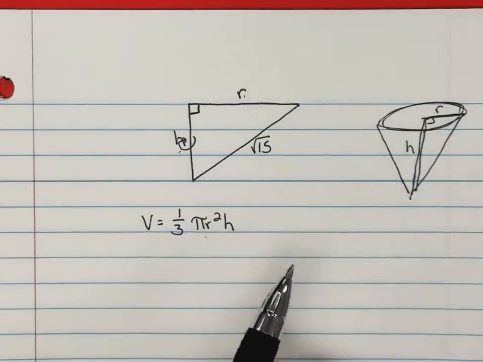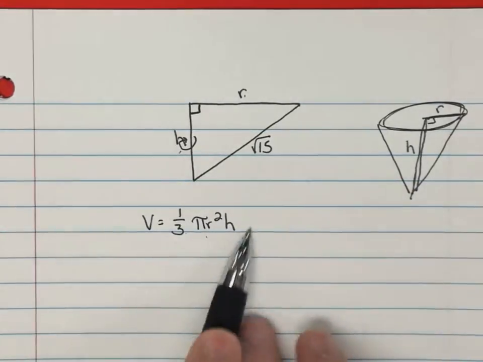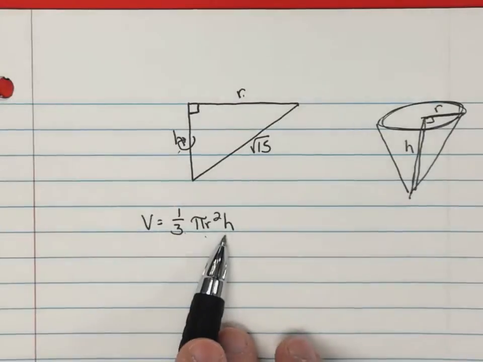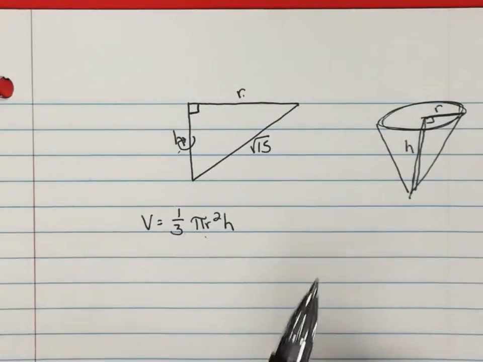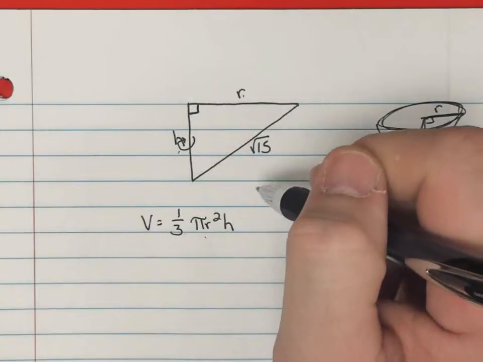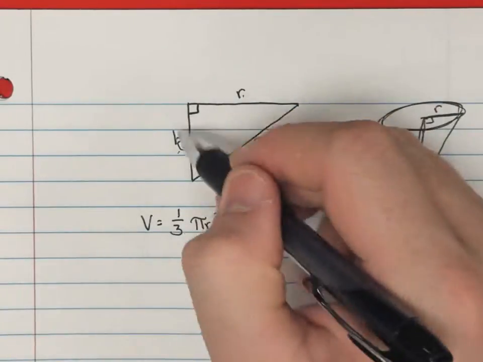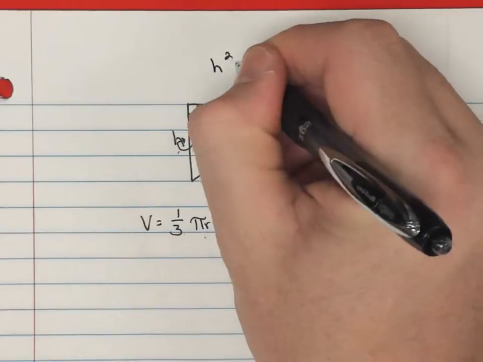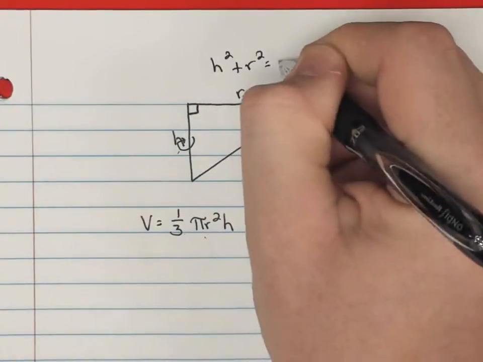But if at all possible, we want to try to somehow get rid of either an R or an H and have just R's or just H's. There is a relationship that we can see here between the R's and H's, and it is the Pythagorean theorem. H squared plus R squared equals the square root of 15 squared.